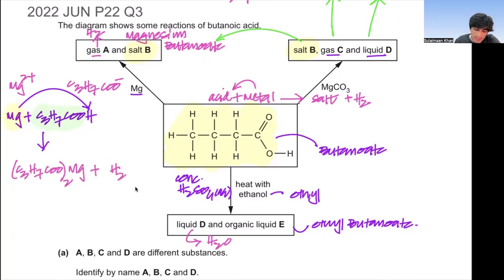Balancing सीख लेते हैं. बताएं जी. For one magnesium ion, how many butanoate ions do you need? You realize that for a 2 plus ion, you need to have 2 minuses, right? For a 2 plus ion, you need to have 2 minuses, but this is only 1 minus. तो कितने butanoate ions चाहिए?